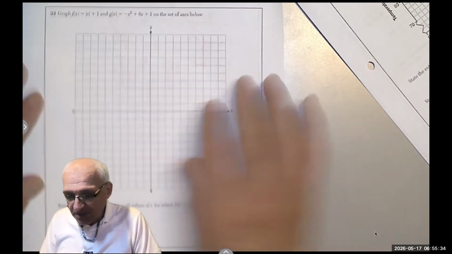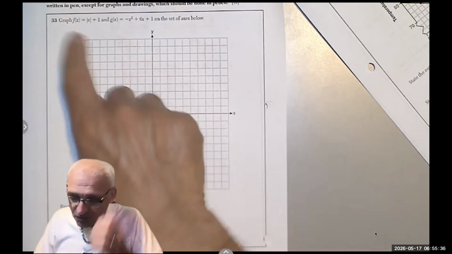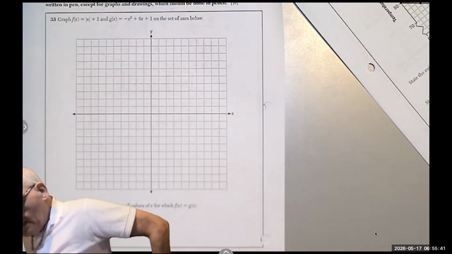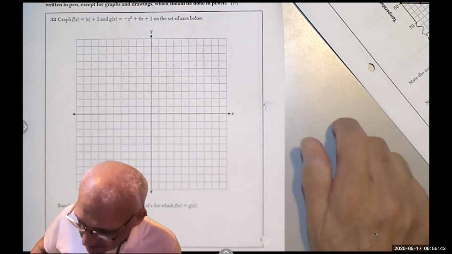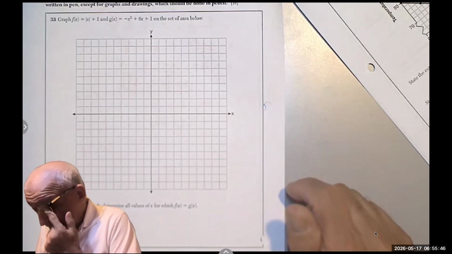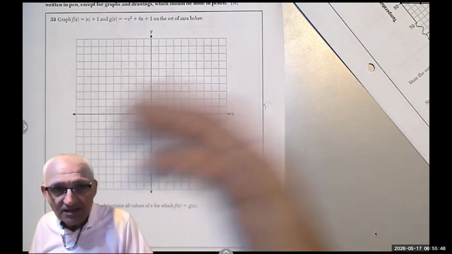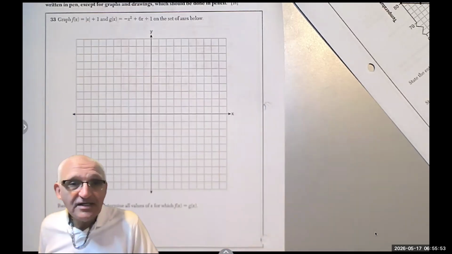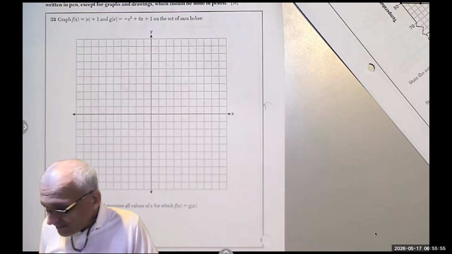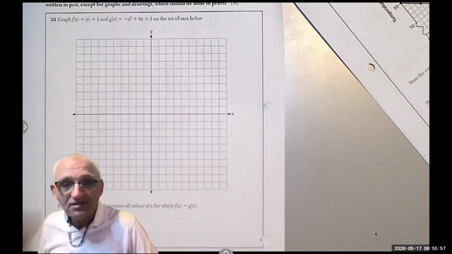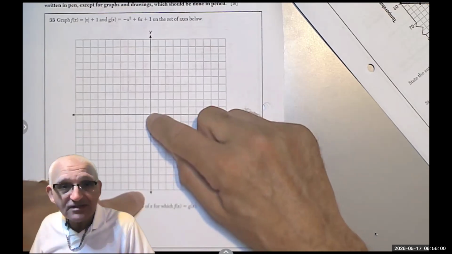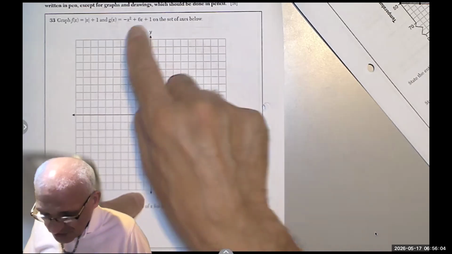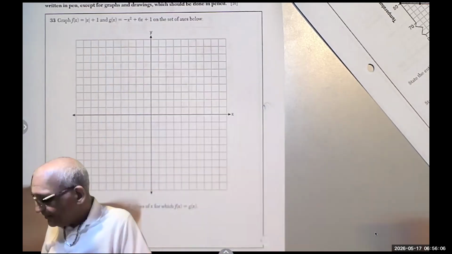In problem number 33, it tells you to graph two graphs, f of x equals absolute value of x plus 1, and g of x equals negative x squared plus 6x plus 1. You have your calculator, you can plot them, but you should know that the absolute value of x is basically a V-shaped graph that has its vertex at the origin and it's going up, right and left. But since we have plus 1, I'm moving up 1 unit.